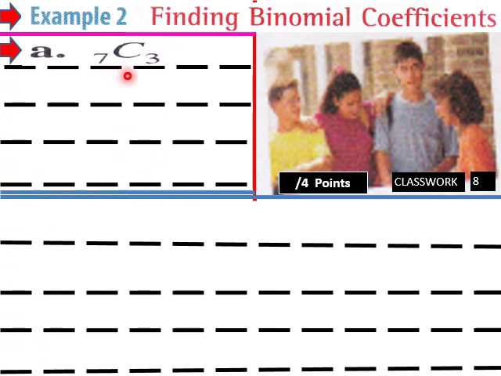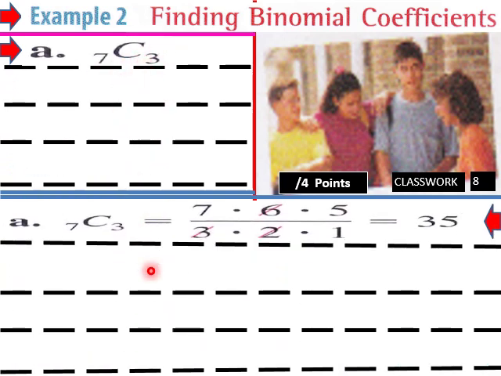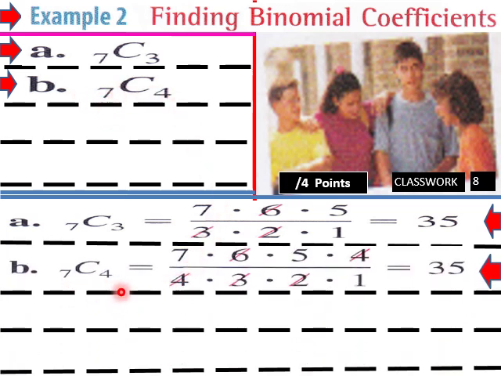Finding binomial coefficients, so 7 choose 3. If we factor this out by 3, 2, 1, here's our denominator, 7, 6, 5. So these two will factor down. 3 times 2 is the same thing as 6, so you end up with 7 times 5 over 1. And then here we have 7 choose 4. Again, when you break that down, we have 4, 3, 2, 1, and then 7, 6, 5, and 4. These 3 will factor, and that will factor with that. So again, you end up with 7 times 5 over 1.